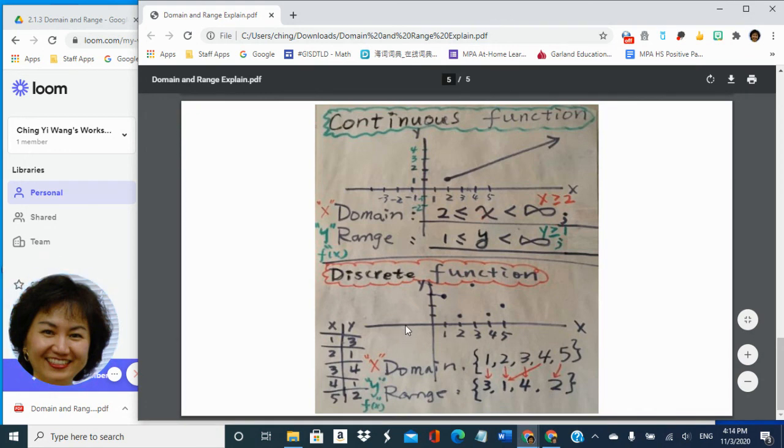But for a discrete function, you just have to write domain this way. List all the x's in the domain and list all the y values in the range.